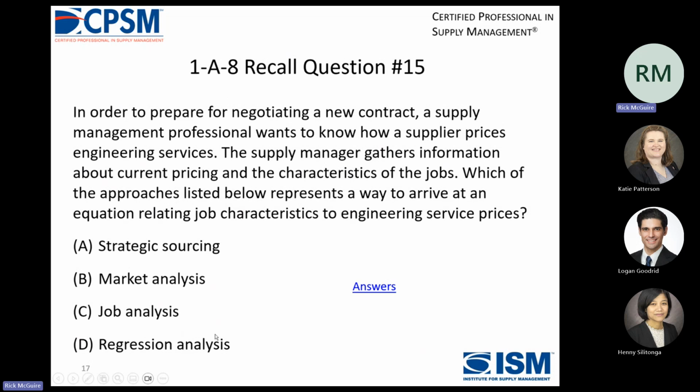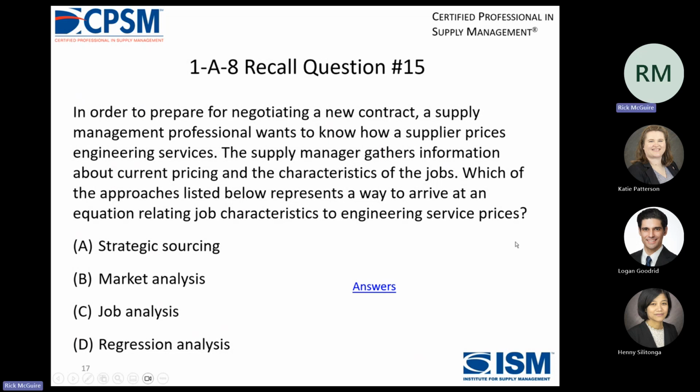All right, here's our question. In order to prepare for negotiating a new contract, a supply management professional wants to know how a supplier prices engineering services. The supply manager gathers information about the current pricing and the characteristics of the jobs. Which of the approaches listed below represents a way to arrive at an equation relating job characteristics to engineering service prices? So he's trying to do a correlation between job characteristics and engineering service prices.